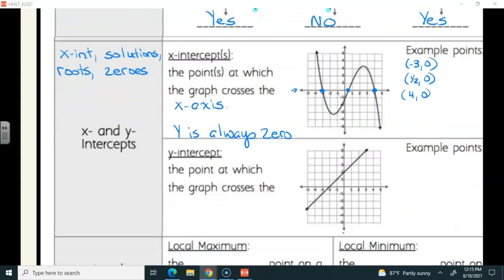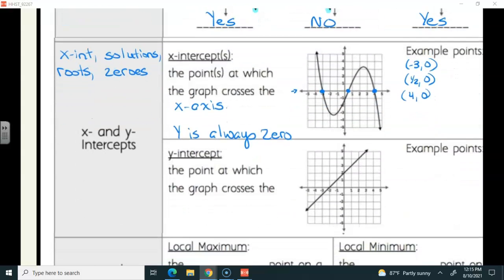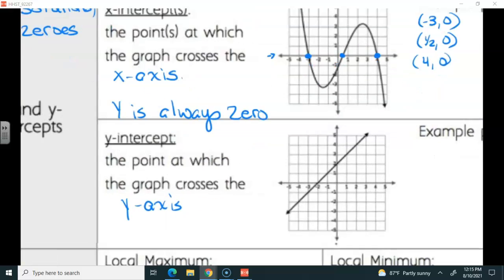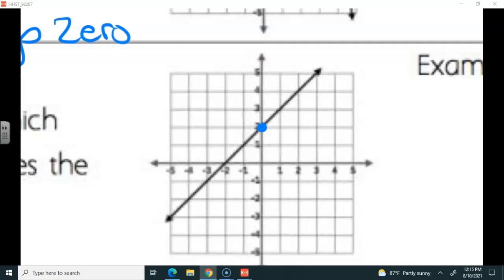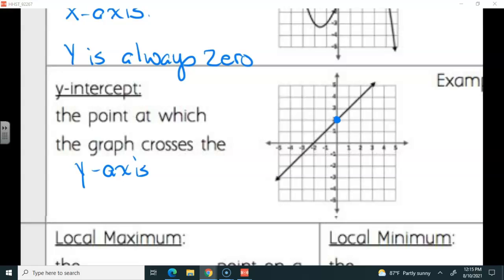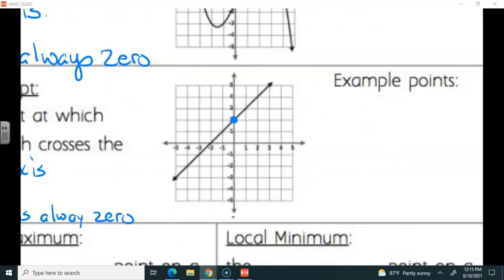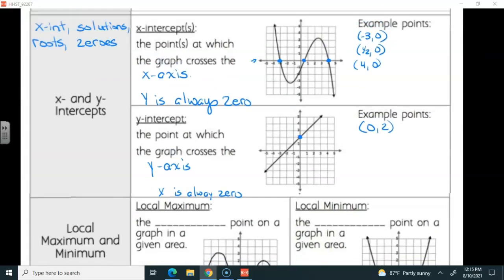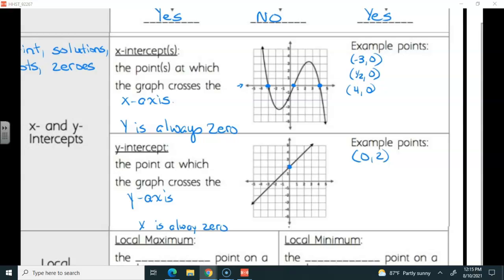Okay? The y-intercept is the point at which the graph crosses the y-axis. We look at this graph, that's going to be that point right there. And when we know the y-intercept, we know that x is always 0. Okay, so the y-intercept here is 0, 2. If you recall, this is a linear function. It makes a straight line.